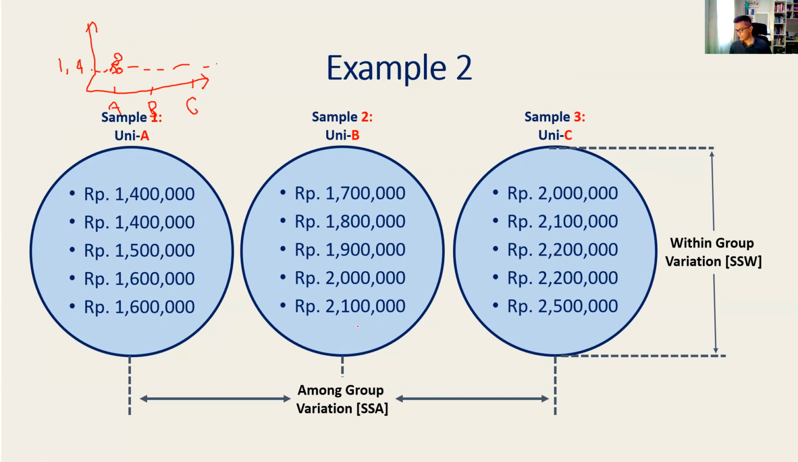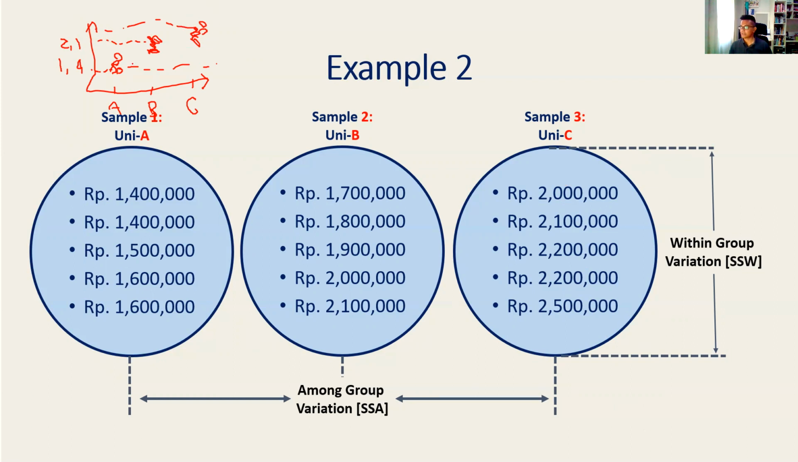And then at Uni B, the smallest monthly spending is 1.7, and then 1.8, and then 1.9, and then 2 million, and then 2.1 million. And then if we come to C, the smallest spending is 2 million, then 2.1, 2.2, 2.2, and 2.5. This is the third group, Uni C.